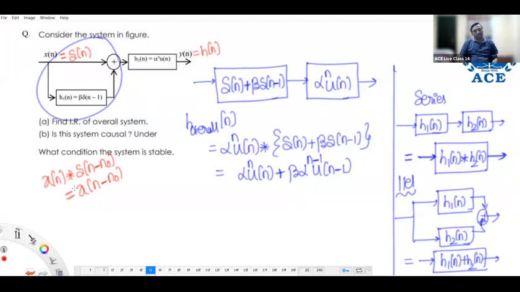That is first bit answer, find the impulse response of overall system. Second bit answer, is this system causal? Under what condition is it stable? Of course it is causal, because first term covers from 0 to infinity, next 1 to infinity means causal.